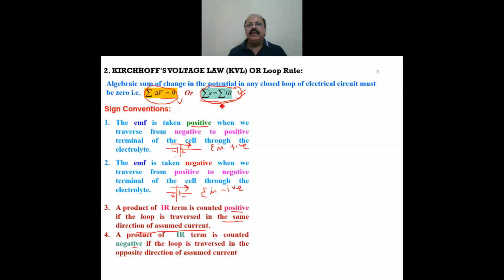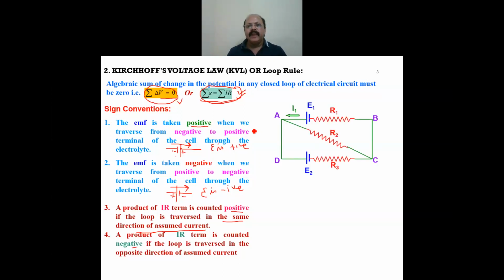So I am taking this formula throughout my lecture, and that's why these four sign conventions you have to apply here. So we take here one electrical circuit. You see here, this is one electrical circuit, and you can see that currents I1 and I2 are flowing.